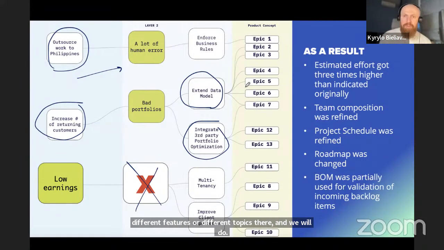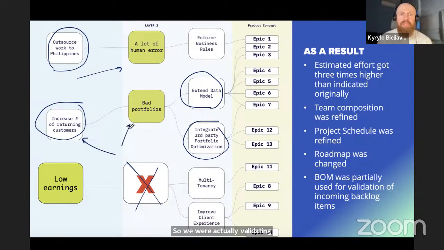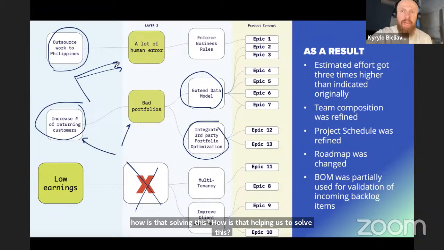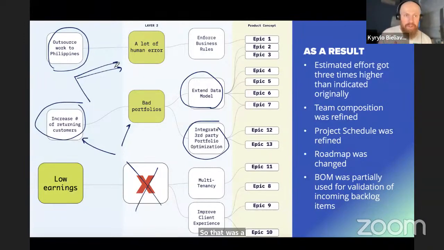And then the business objective model was used to validate all the incoming backlog items. Whatever feature was coming into the backlog, we asked: how is that helping us to solve this? How is this helping us with this thing? And if it didn't, it went to the bottom of the backlog. So that was a really easy method of prioritization, with an understanding of the business side of things.